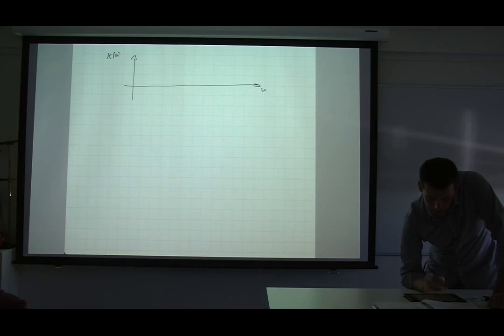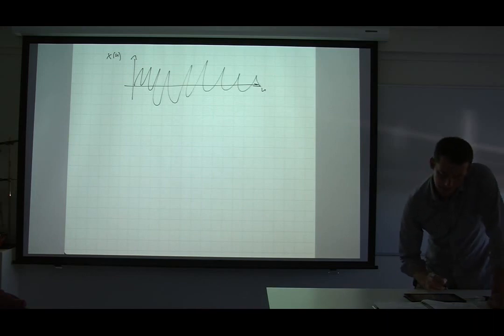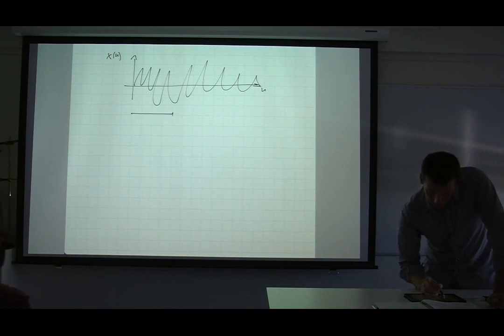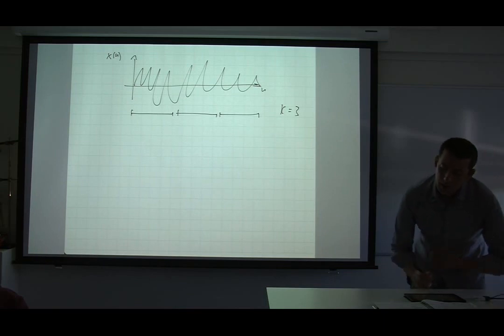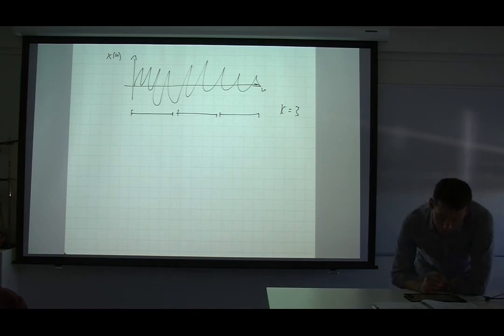So a picture of it all in progress. X of n looks like this, maybe, and it's some random signal. I don't know what it looks like, but it goes like this, okay? I break it into K segments, so maybe this is 1, this is 2, this is 3, so K is equal to 3 here. And then I window. So I would place a window on each part of this, one part here, one part here, and one part here. This is my W of n.